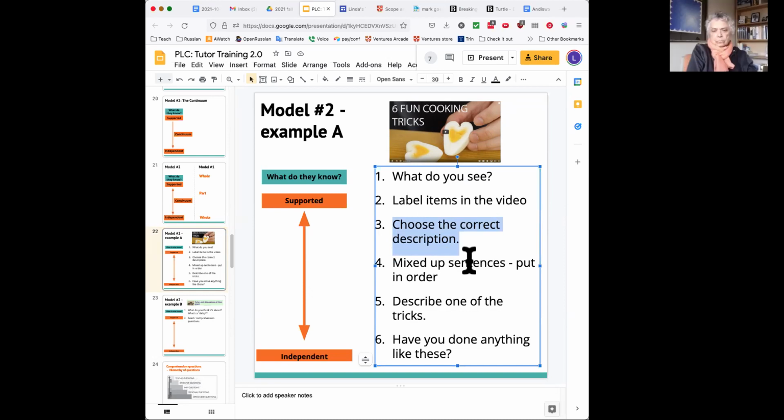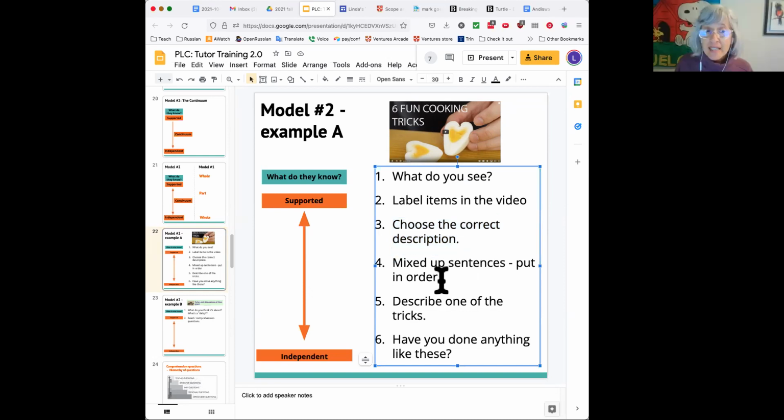Then maybe within a description, I'll mix up the sentences. I'm always intrigued by the fact that this always seems more difficult than I think it's going to be. Because to put sentences in order, they have to read every sentence and understand them, and then understand the sequence and remember what was in the video and put them together. So that's definitely harder than these.